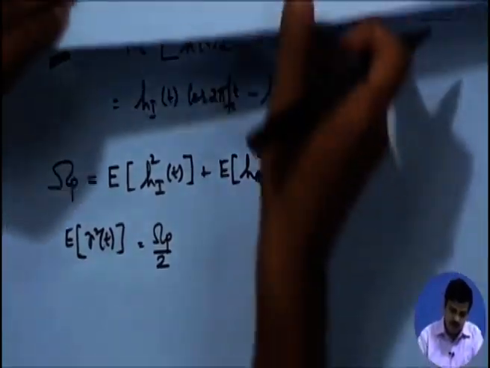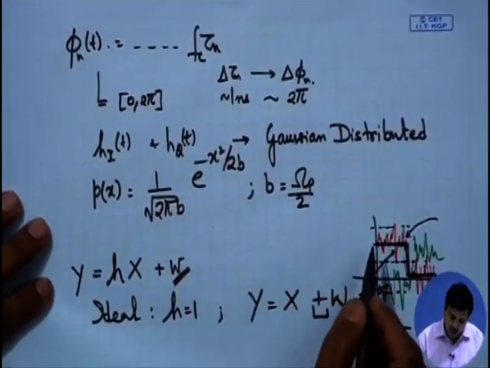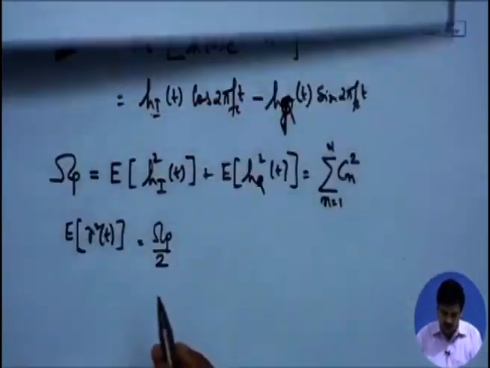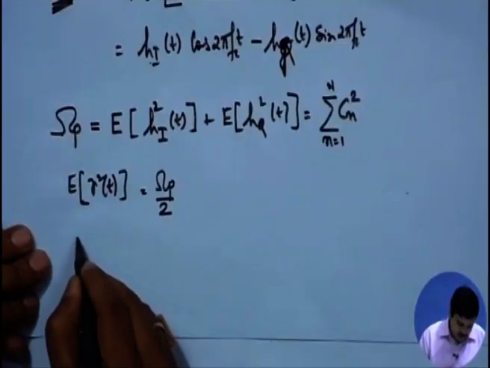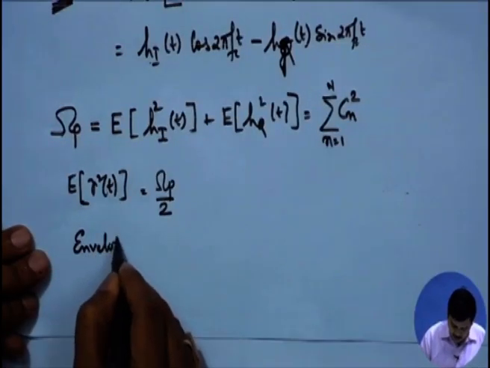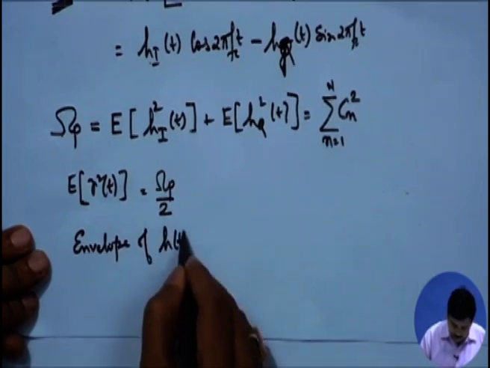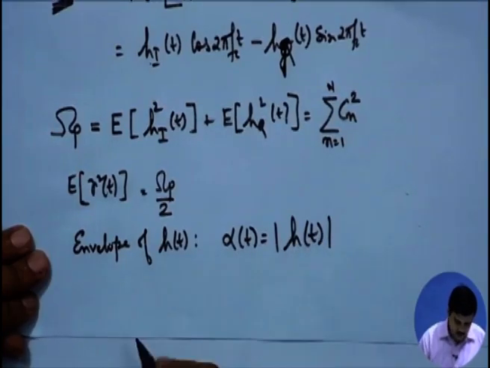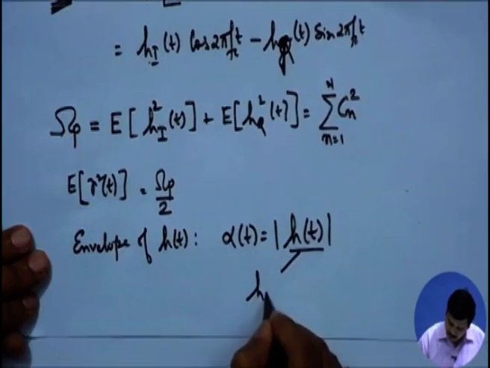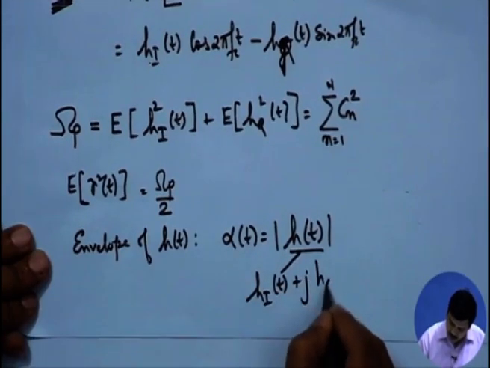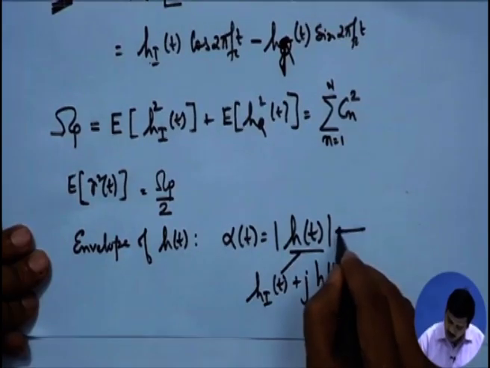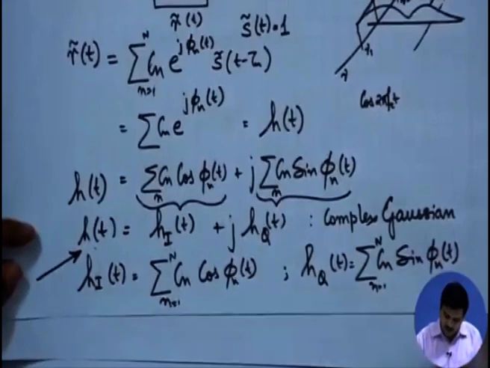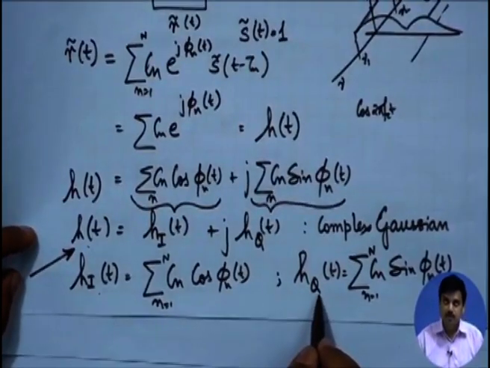Now, once we have seen that h I and h q are Gaussian distributed and h is complex Gaussian distributed, what we are interested in, as is the title of today's lecture, is the envelope of h of t, which we define as alpha t is equal to mod of h of t. So, h t is complex Gaussian, h I of t plus j h q of t. So, this is Rayleigh distributed provided expected value of h I and expected value of h q go to 0.